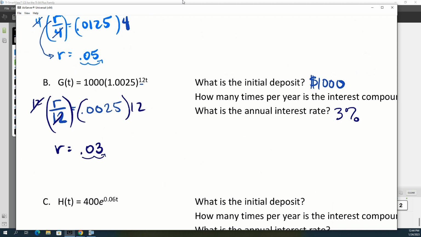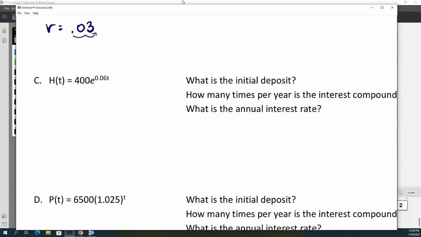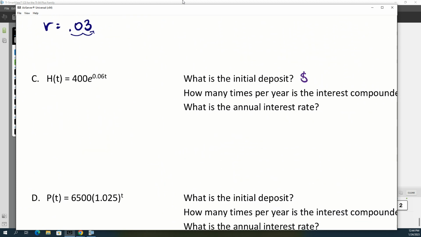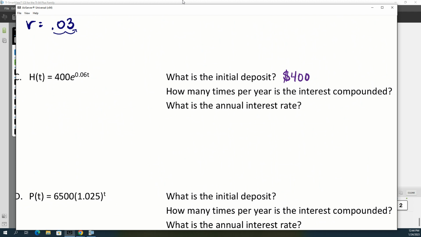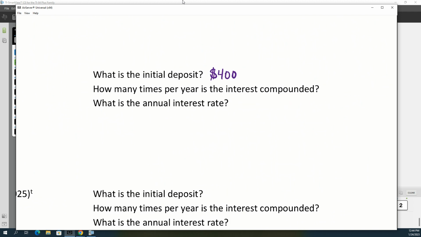All right, let's look at C. For C, initial 400. And then the next is kind of a trick question. If this base is E, it's not so many times per year compounded. So if the base is E, like this one, it is compounded continuously.